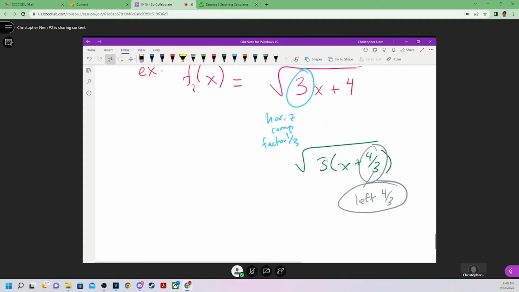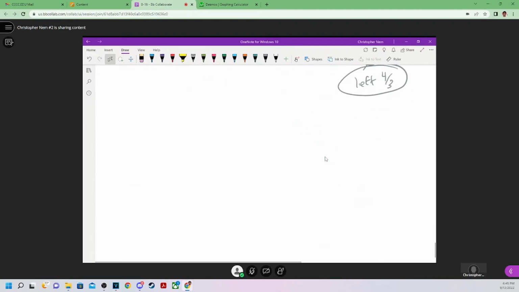And the last thing we got to talk about is reflections. The main thing we're going to be looking at is reflections about the x-axis and y-axis.